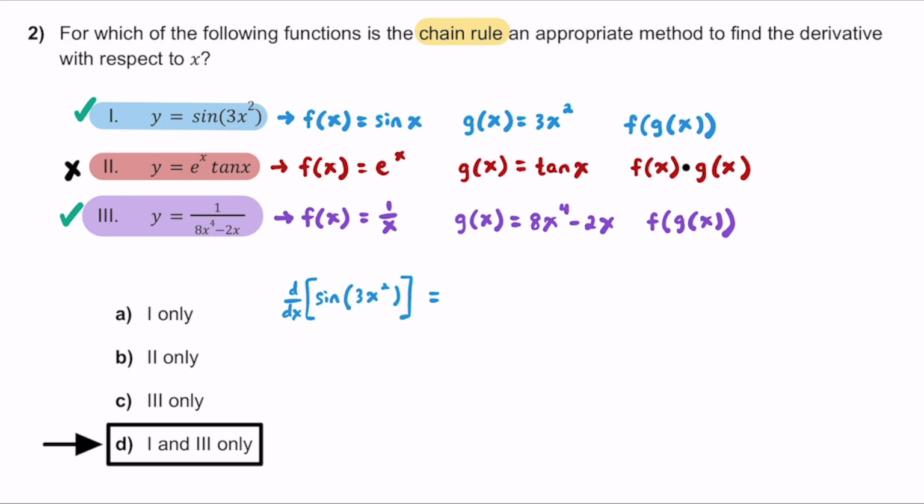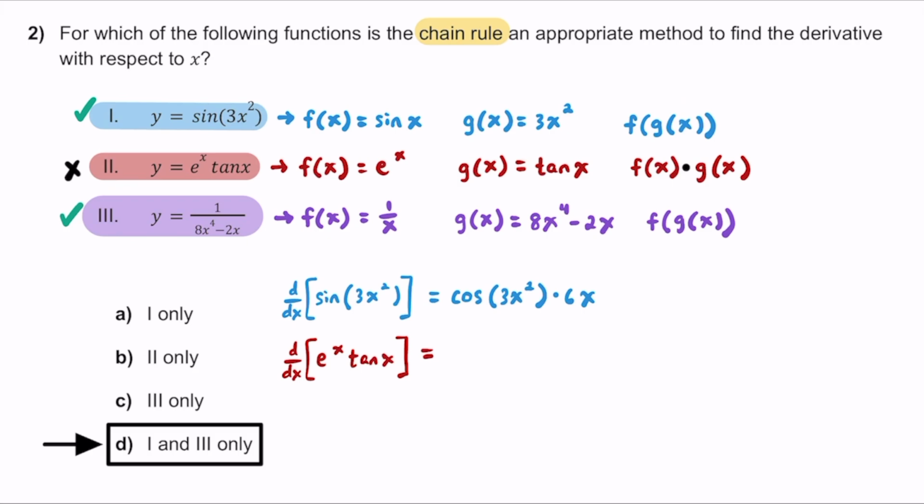And so if we go ahead and take the derivative of this first function, we would start by finding the derivative of the outside function, which is going to be cosine of whatever's on the inside, which is going to be this 3x squared. Then multiply that by the derivative of that second or inside function, and the derivative of this 3x squared, if we use the power rule, is going to be 6x.